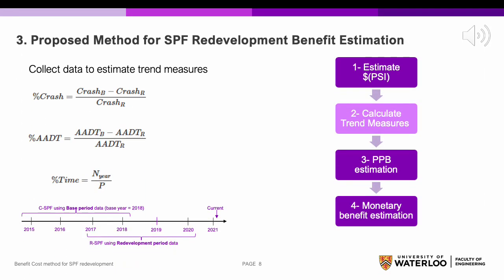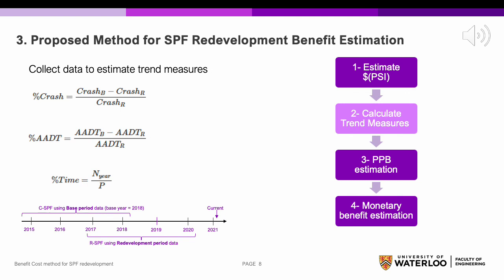In the second step, we calculate the trend measures. In our paper, using datasets from 4 regions, including Peel, Niagara, Halton, and City of London, we have shown that there is some information that is easily accessible and can be used to describe the difference between base and redevelopment periods, as well as having a potential correlation with the added PSI from using our SPFs.